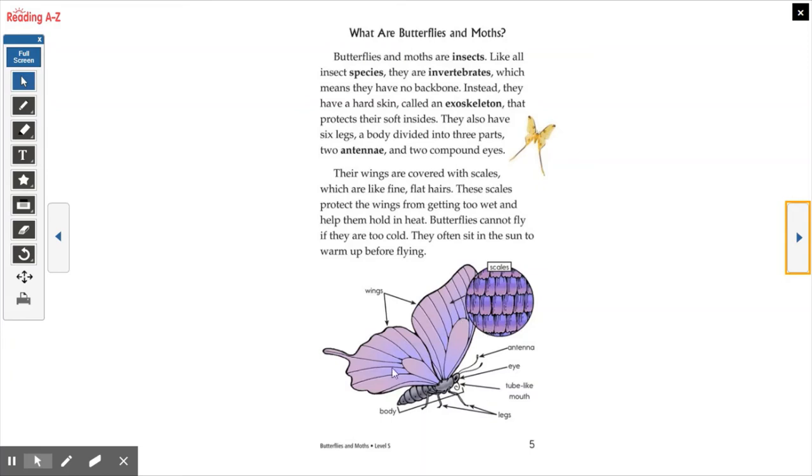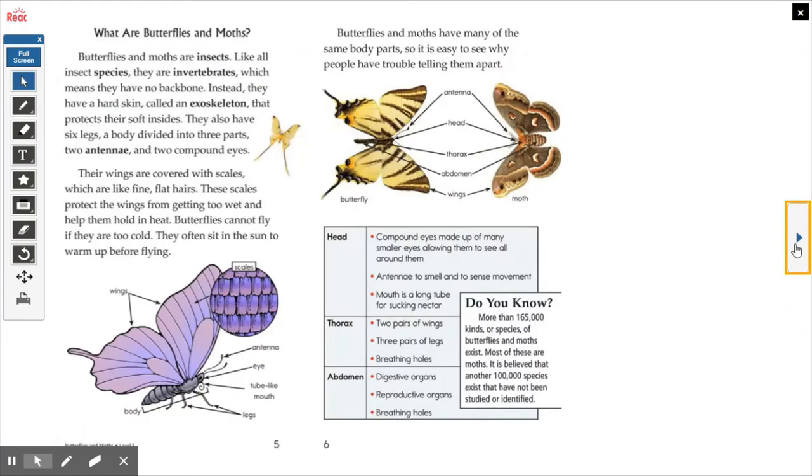So this is actually an illustration, not a photograph, but it does have the labels, which still makes it a diagram. So it's showing us here's the body, the legs, of course, the tube-like mouth, that's called the proboscis. It has its eyes, the antenna, and the wings. And then here it's zooming in. Here's a little zoomed in picture of what the scales would look like in the wings. So it's hard to tell when it's zoomed out like this, but when it's zoomed in, it has these little scales that protect it.